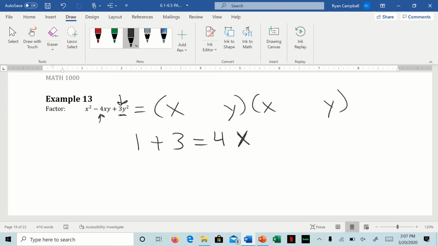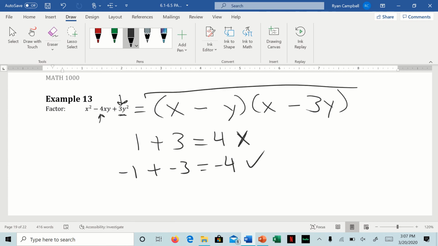So we got to think of some other ways. So what other things multiply to get us +3? Well, we got to think of negatives, right? So -1 and -3 would work. When we add those two together, we end up with -4. And there we go. So x minus 1y, which is just minus y, right? We don't need to put the 1 in front of it. And then x minus 3y. And that's our answer.